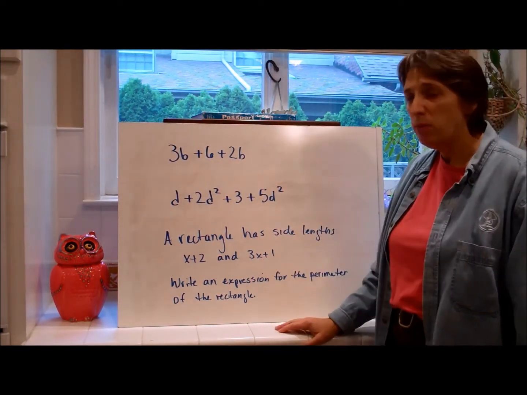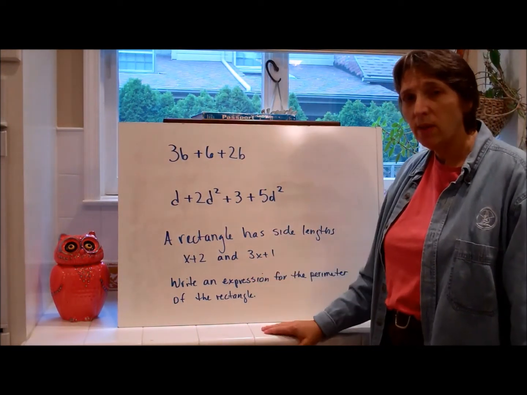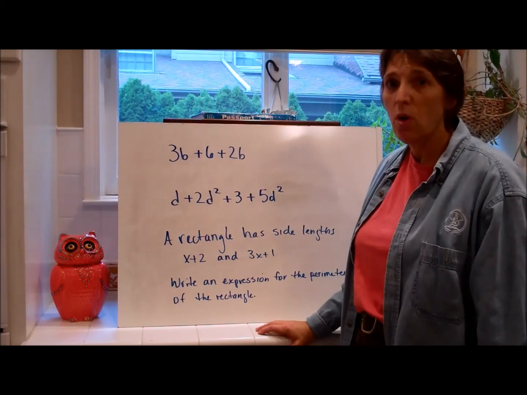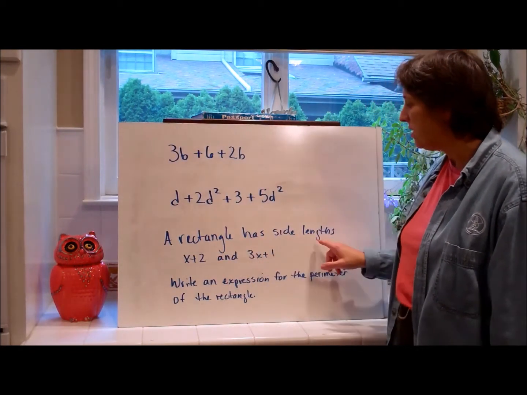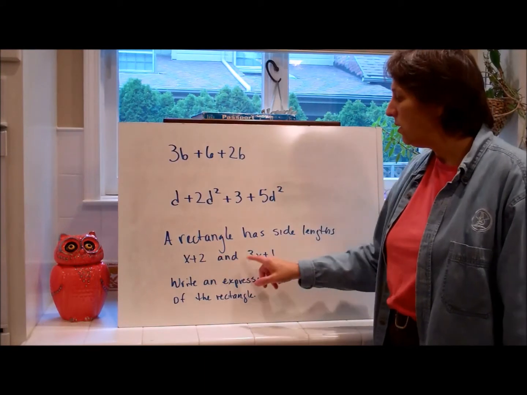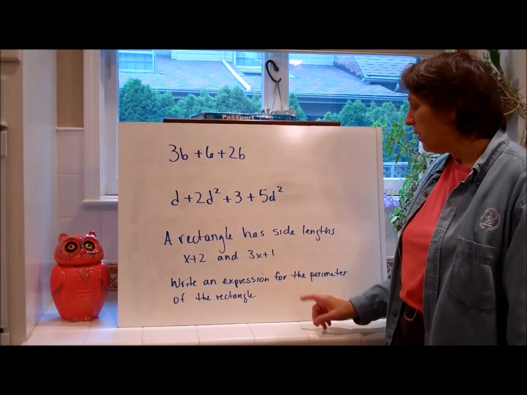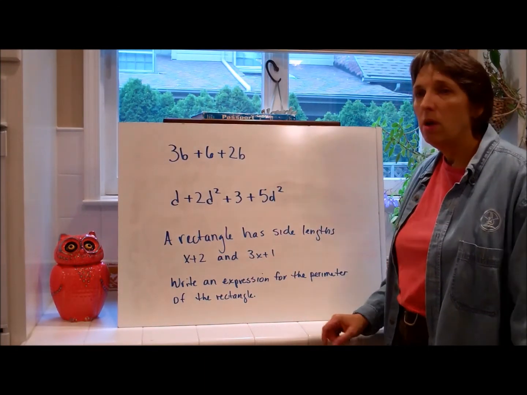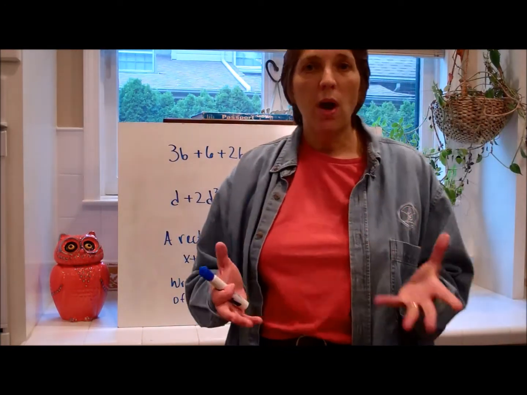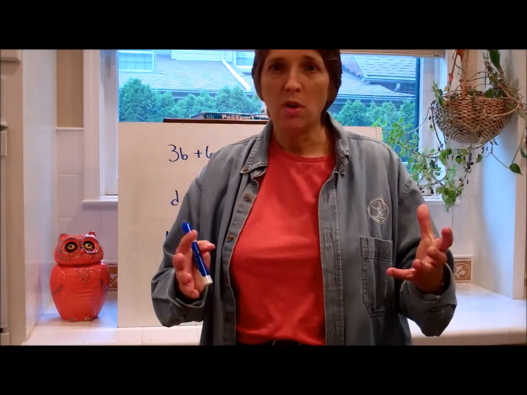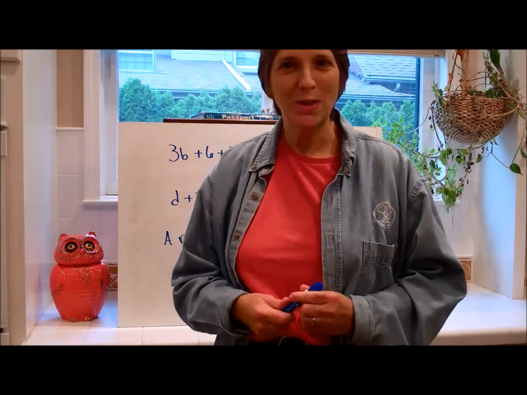And then you have this problem, and you have to draw. Anytime you have a word problem where you can draw something, draw it and label it. A rectangle has side lengths x plus 2 and 3x plus 1. Write an expression for the perimeter of the rectangle. Pause the video, do the problems. When you're done, start the video and I'll give you the solutions.